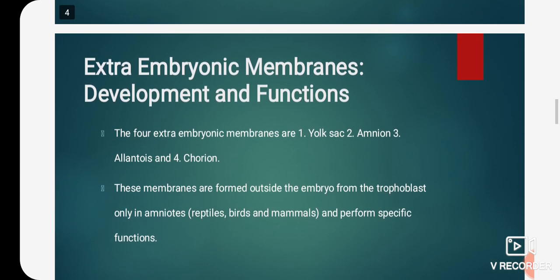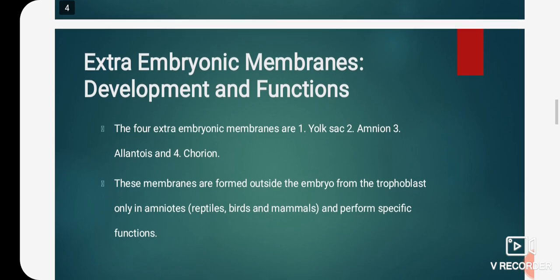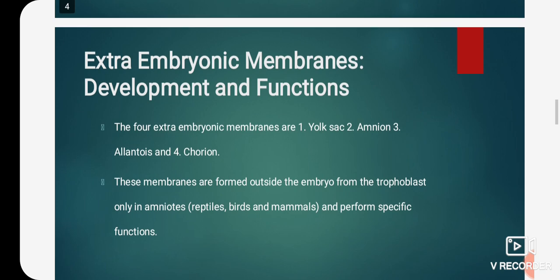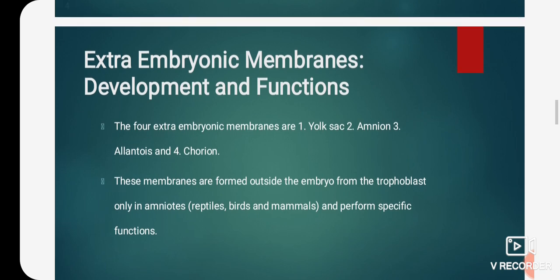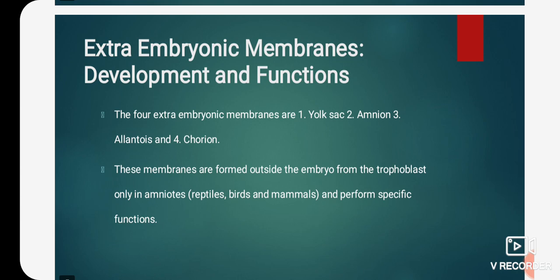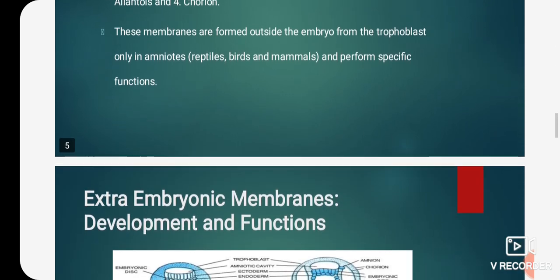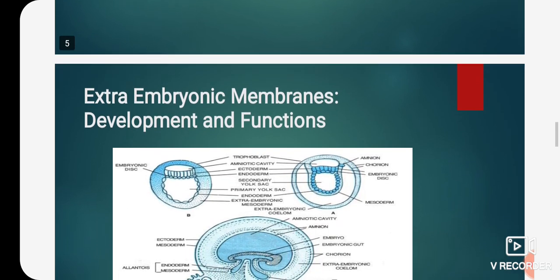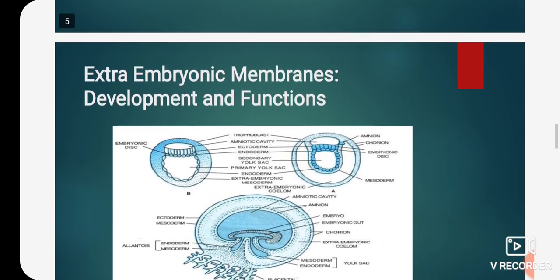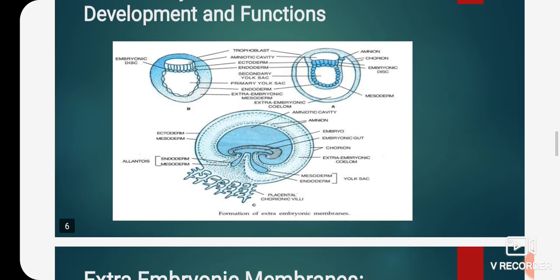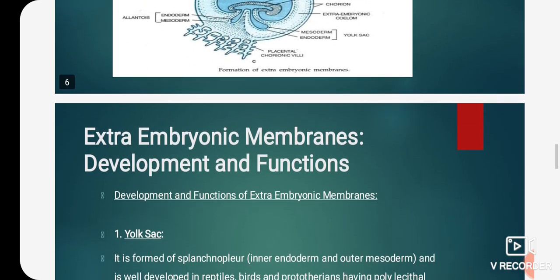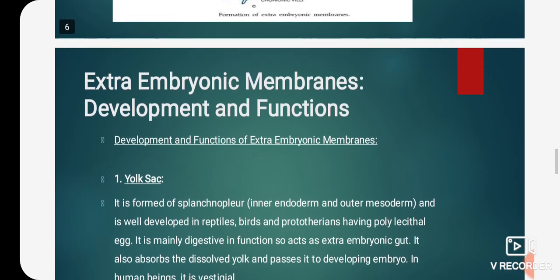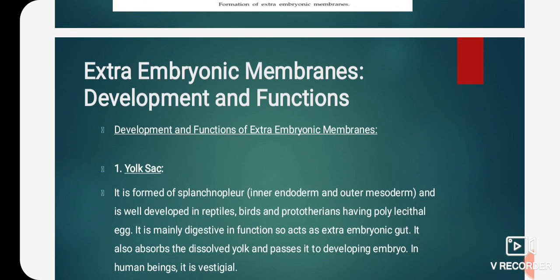These membranes are formed outside the embryo from the trophoblast only in amniotes, that is, in reptiles, birds, and mammals, and perform specific functions. Students, now you can see in this picture how these membranes develop and do their necessary functions. Students, now we are going to discuss the development and functions of extra embryonic membranes.